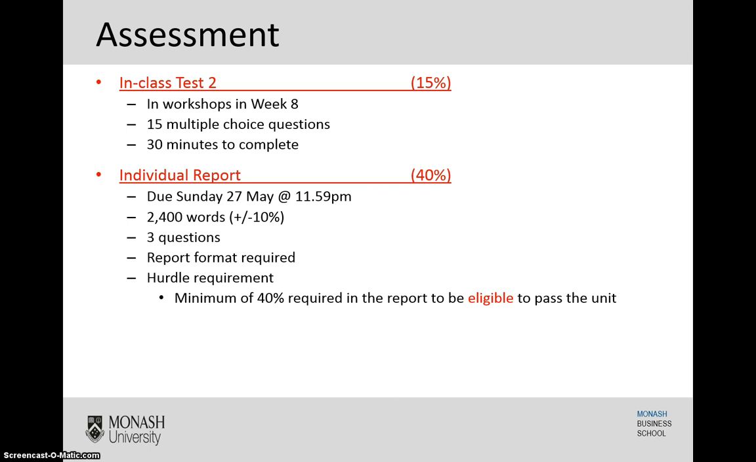We do require that you follow the necessary report format, and also acknowledge that this is a hurdle requirement for this unit. What that means is that you need to be getting at least 40% in your final report in order to be eligible to pass the unit. So even if you do very well, with more than a pass mark for your other assessments throughout the semester, if you do not receive at least 40% in the report, then you will not be eligible to pass the unit overall.